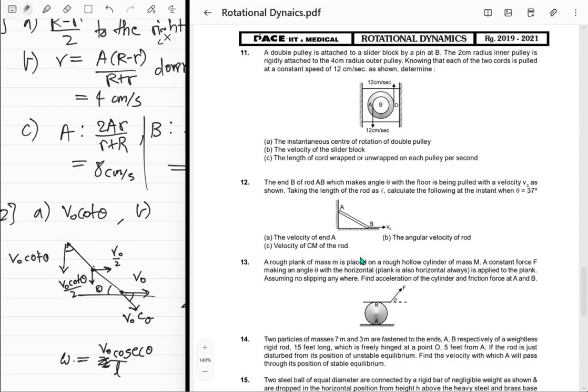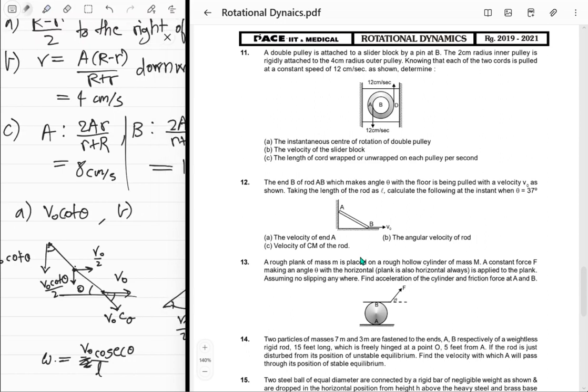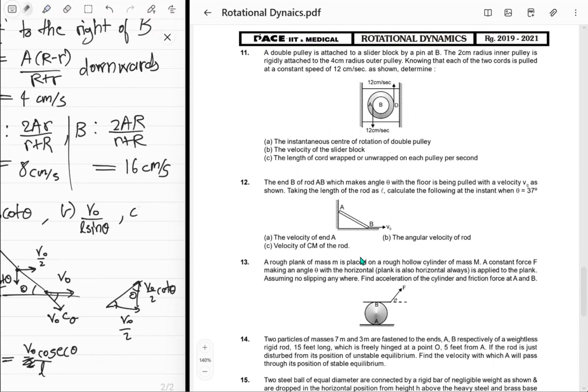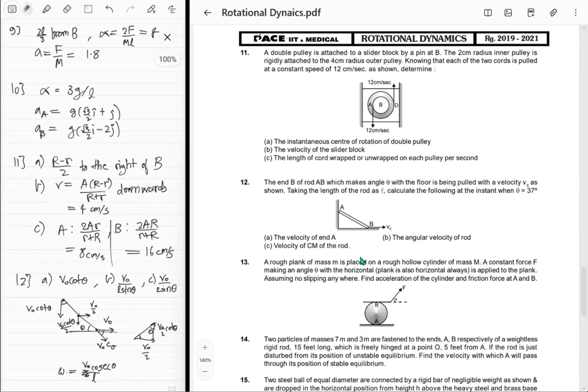Okay, B. Angular velocity of the rod. We already got this thing. V naught upon L sine theta. Let's do C. Velocity of center of mass of the rod. So this length is V naught upon 2 cosec theta, and that's why it is V naught upon 2 sine theta now. That should do it.